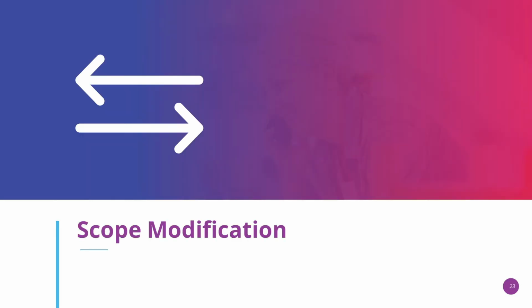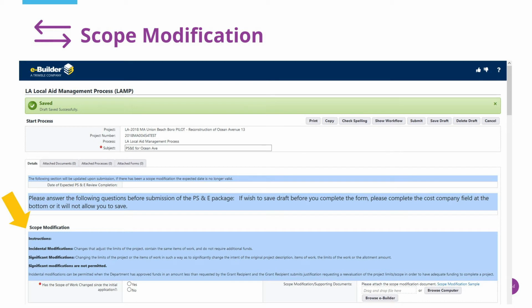Now we'll start with the PS&E questions. The first one is about scope modification. The first question asks whether there has been a scope modification. I want to emphasize that all of these questions are not new. It's what you currently fill out on a paper form. An incidental modification is a change that adjusts the limits of the project but otherwise contains the same items of work and does not require additional funds.